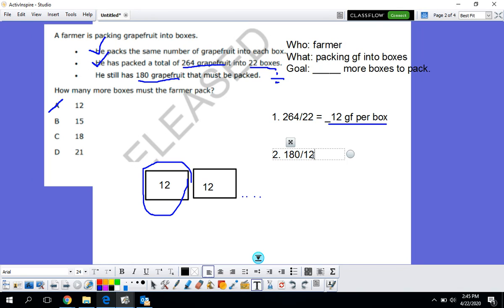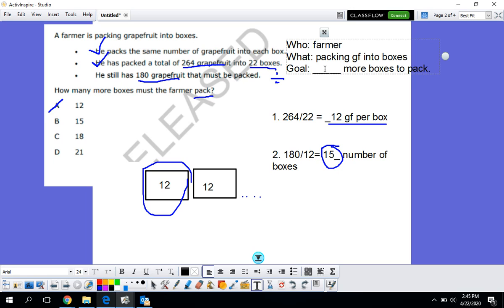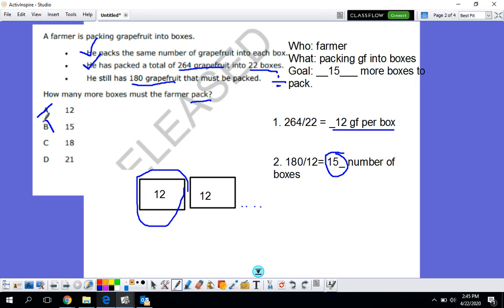This, remember, we decided would tell me number of boxes. And I get 15. Okay, so now I need to decide, do I have more steps? Is 15 my answer? So I go back to that goal statement, blank more boxes to pack. Well, this is blank number of boxes to pack. So I'm pretty sure that 15 is going to be my answer. So I make sure I go back to my goal statement and put 15 there, and then I finalize my answer by circling my answer choice.